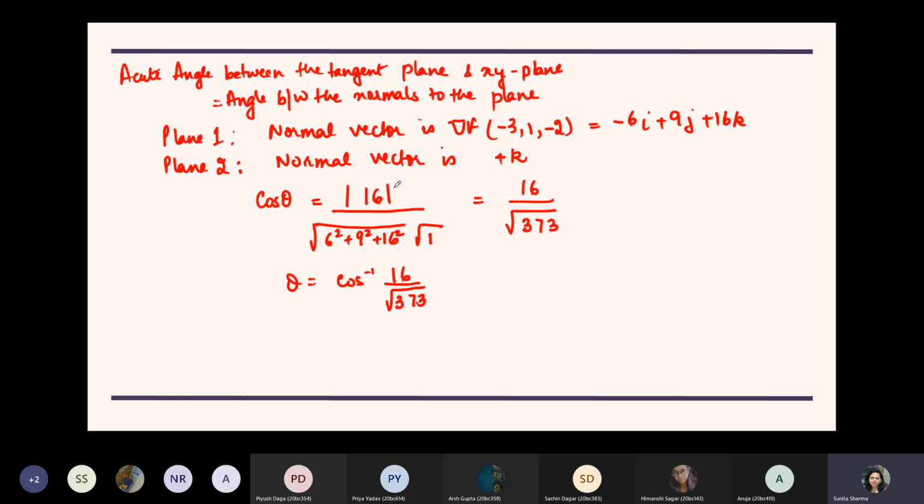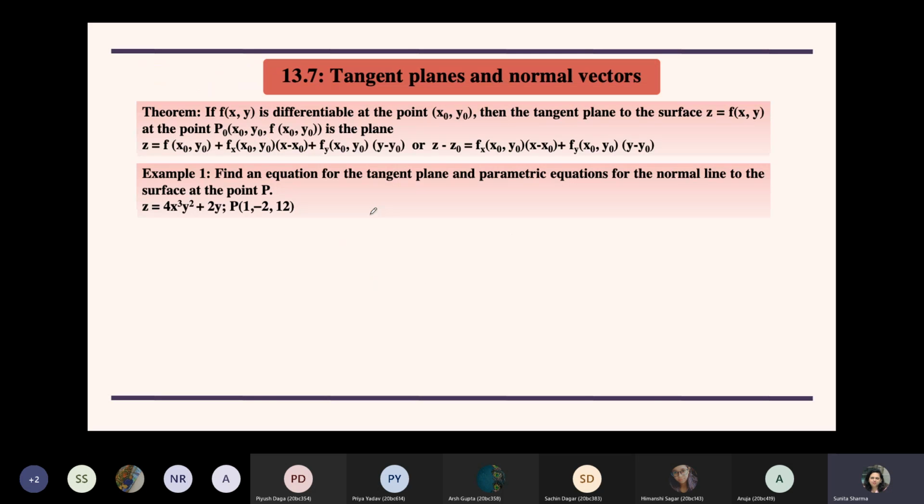So this absolute value sign here will ensure that we get the acute angle between the two planes. So is this part fine? In case you are unable to find the exact angle, you can just leave it as cos inverse of that expression. Okay. Next, I'll move on to another variation of the same formula, which is also a theorem.